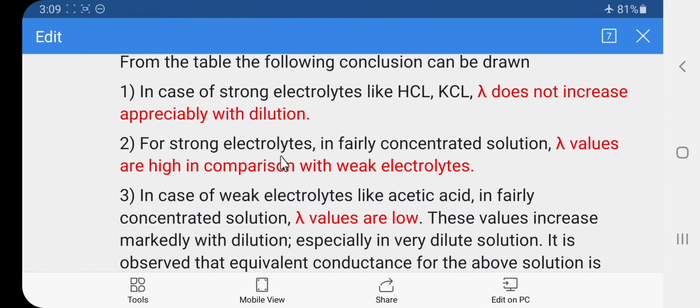Then the second conclusion or observation from the table: for the strong electrolyte in fairly concentrated solution, the lambda values are high in comparison with the weak electrolyte. So for the concentrated solution, when we compare the equivalence conductance of the strong electrolyte and the weak electrolyte, what is the observation? For the strong electrolyte, at higher concentration, the lambda values are high.